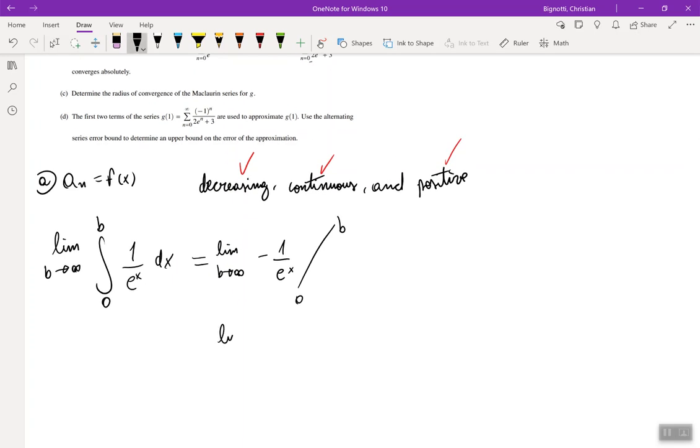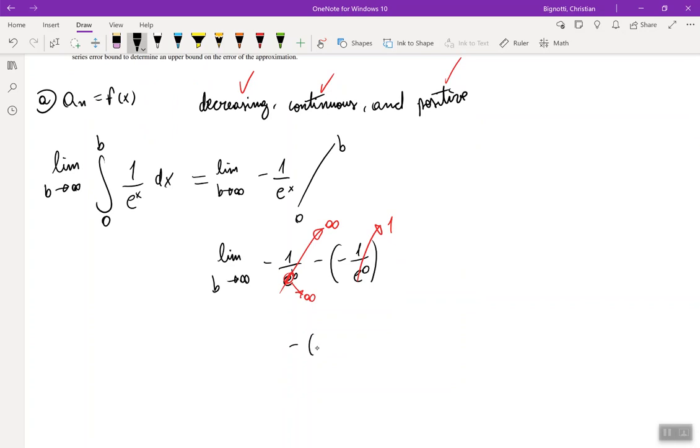If we evaluate this, keep the limit, and 1 over e to the b minus 1 over e to the 0. So all this is going to give 1, and if we use the limit here, this b is going to go to infinity, which means all this fraction is going to go to 0. So we end up having minus minus 1, which is 1.